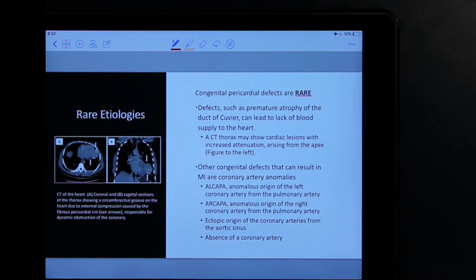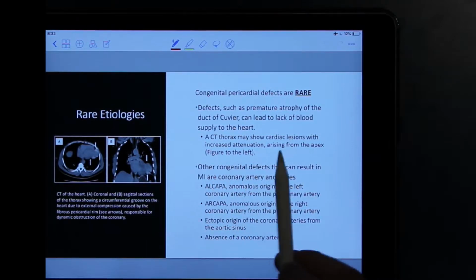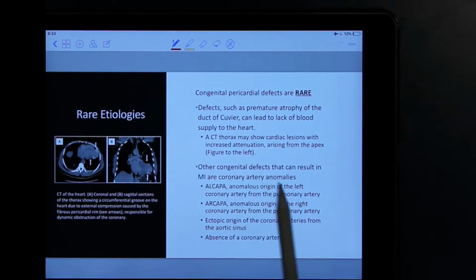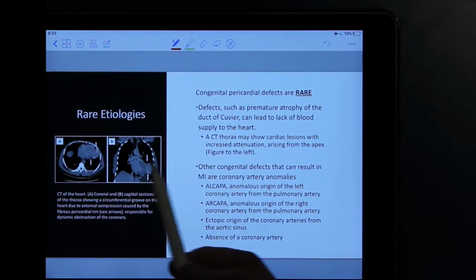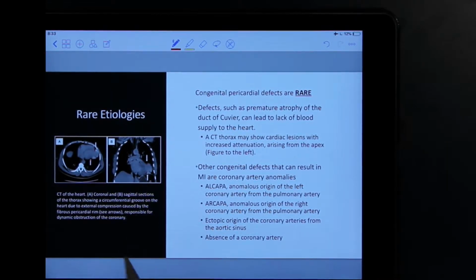So here we have some rare etiologies, and I want to stress that these are rare, but it's also something you might want to look out for. Defects such as premature atrophy of the duct of Cuvier may lead to lack of blood supply to the heart. We can see on the left here a CT thorax, and you may see cardiac lesions with increased attenuation arising at the apex. We have this marked out here by these little arrows, and this would lead to obstruction of the coronary arteries.